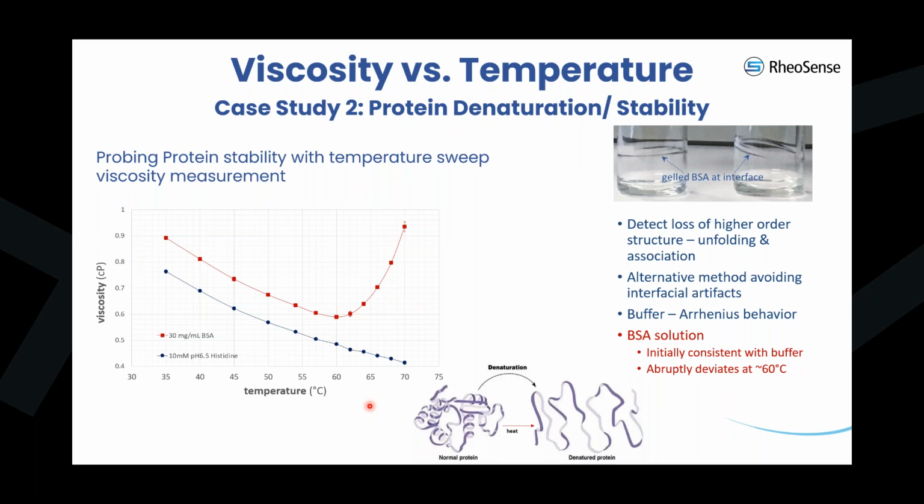In addition, our viscometers are closed systems, which helps avoid interfacial artifacts that can affect open systems like rotational cone and plate rheometers. For example, BSA is known to form gels at the air-liquid interface, but with VROC technology, there is no air exposure, so this issue doesn't occur. But in an open system, it may occur and influence viscosity.